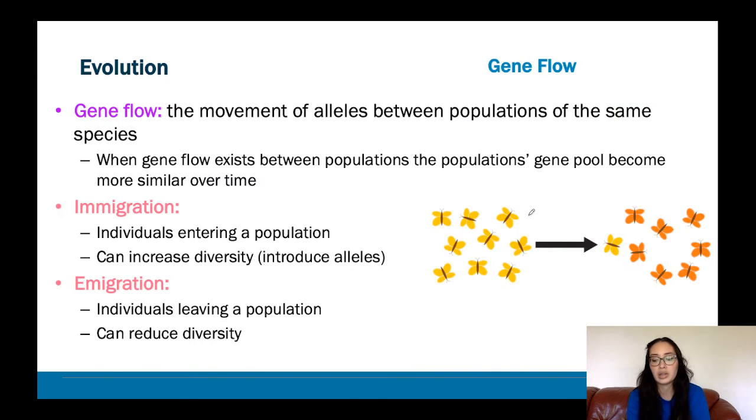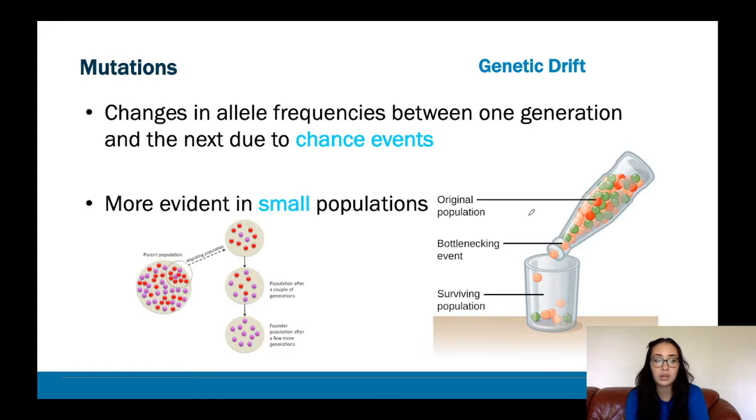I'm not really going to go through these because I'm sure you guys have spent quite a bit of time on it. But know these definitions. Anything highlighted, make a flashcard out of it. Genetic drift is changes in allele frequencies between one generation and the next due to chance events. Memorize that. Make a flashcard out of it.